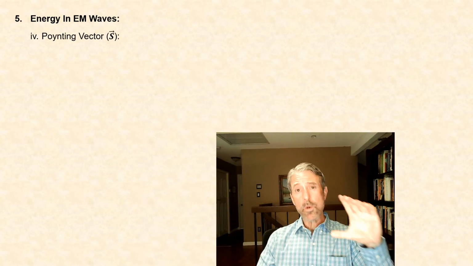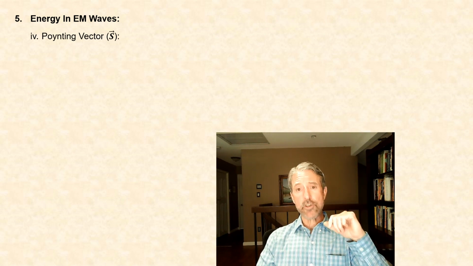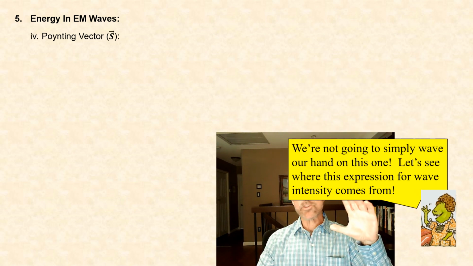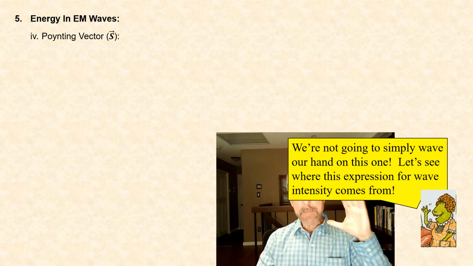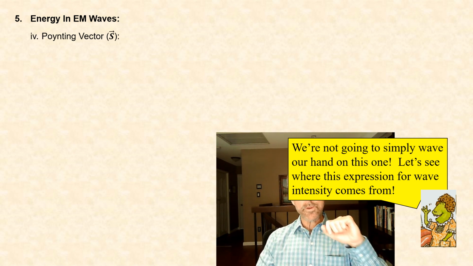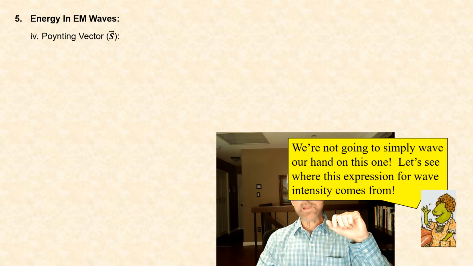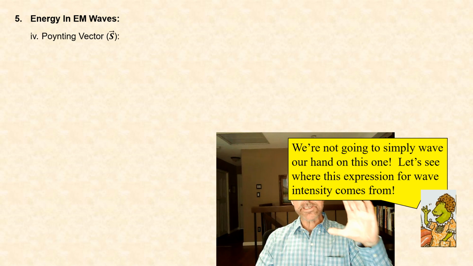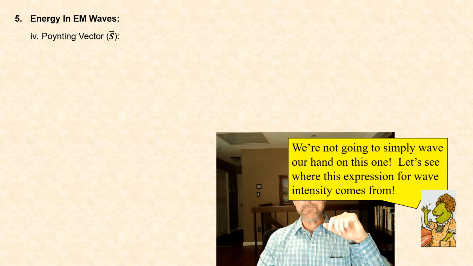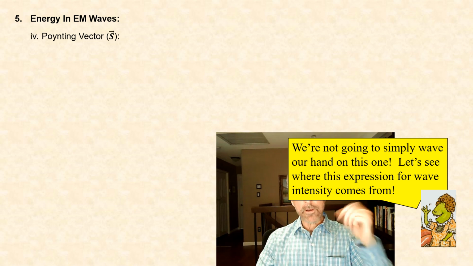Now I know that no one here likes a hand wave job, that is, to see expressions magically appear out of thin air. So I promise not to disappoint you. In this slide, we're going to derive this expression for wave intensity, that is the magnitude of the Poynting vector, so you can see exactly where it comes from. You're welcome.